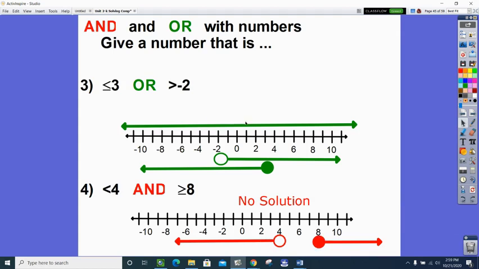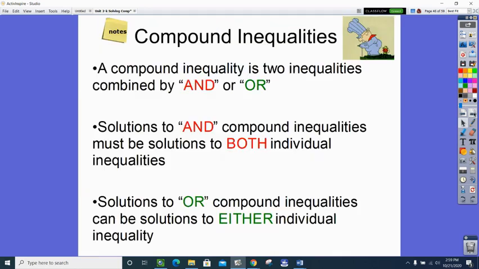So you would have an all real numbers for this one and a no solution for here because these don't overlap. Those are kind of the weirdos. Doesn't really happen much, but I just wanted to make you aware of those as we go forward.